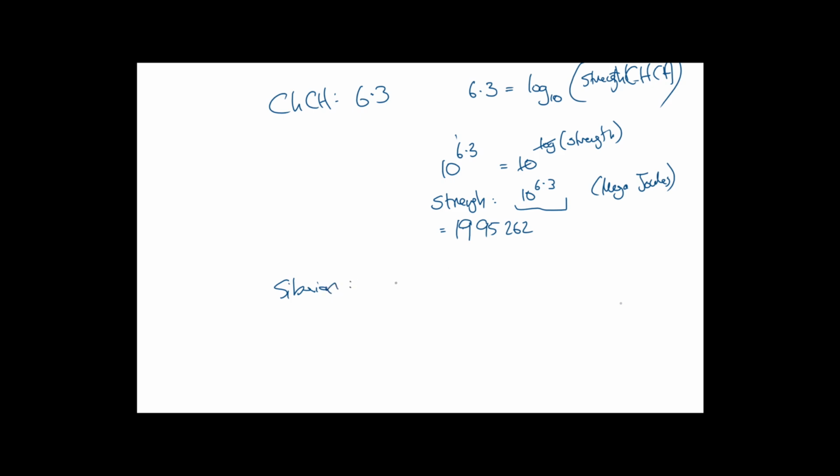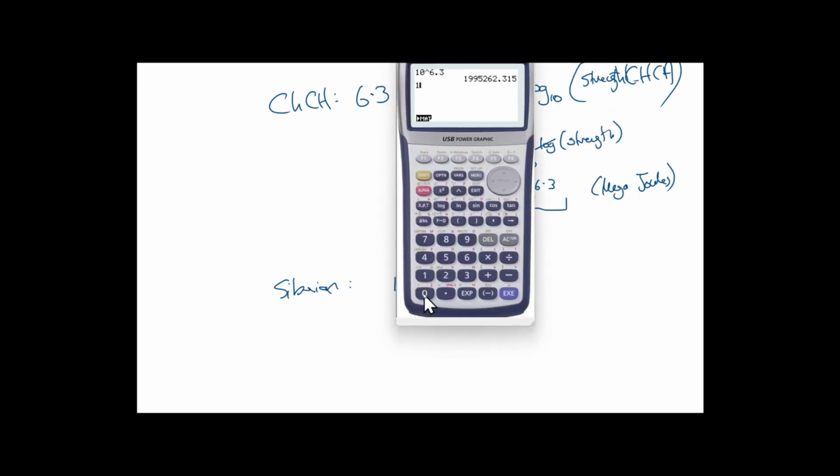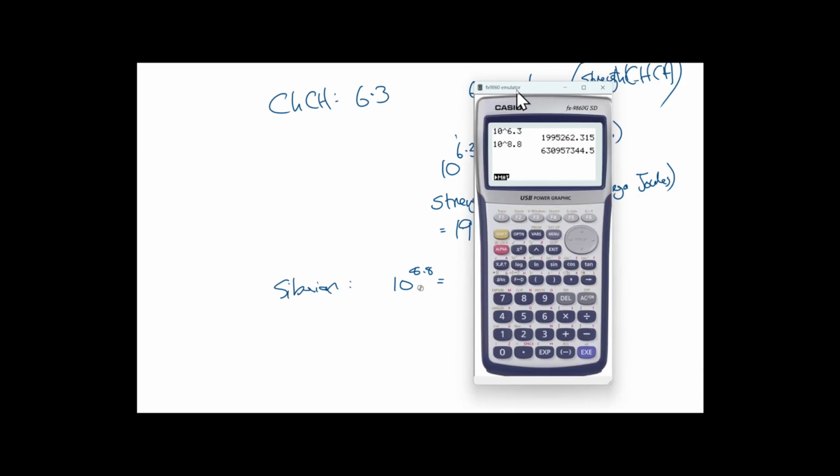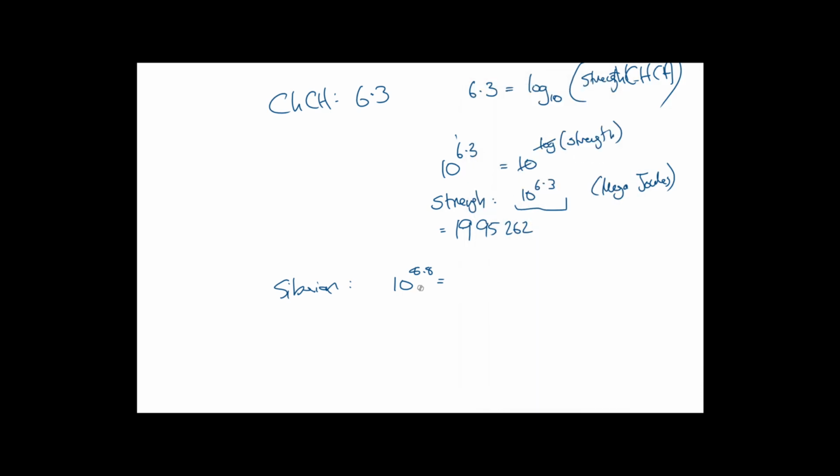Okay, and the strength of the Siberian earthquake is going to be 10 to the power of 8.8. 10 to the power of 8.8 is that. A huge number, which is 630,957,344. Of course, you're going to do it to significant figures.